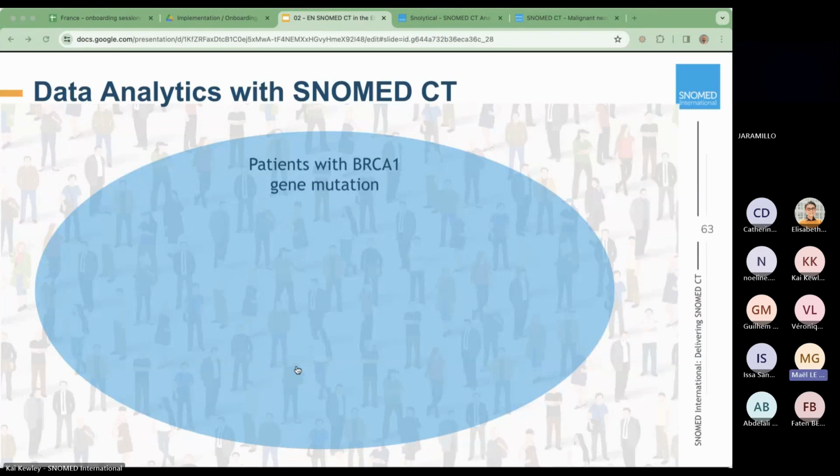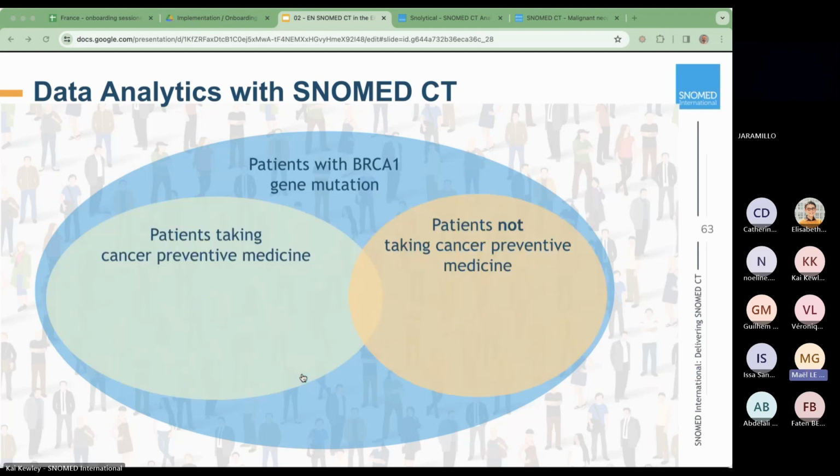So in the research scenario, we're interested in a specific cohort of patients. These are the patients with the BRCA1 gene mutation, and we can do some kind of mathematical set theory here to measure the correlations. So the patients who are taking the cancer preventative medicine, we want to see what's the correlation with a diagnosis of breast cancer. And similarly, for patients not taking the preventative medicine, what is their correlation?